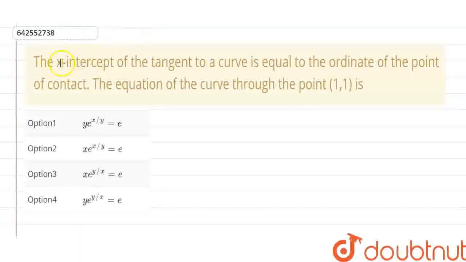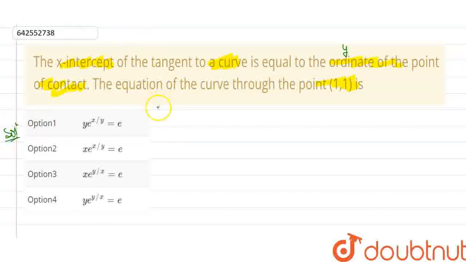Okay, so the given question here is: the x-intercept of the tangent to a curve is equal to the ordinate of the point of contact. And we know what ordinate is: the y-axis value, so y here. The given question asks for the equation of the curve through the point (1, 1) according to the given conditions. First of all, this is my solution part.